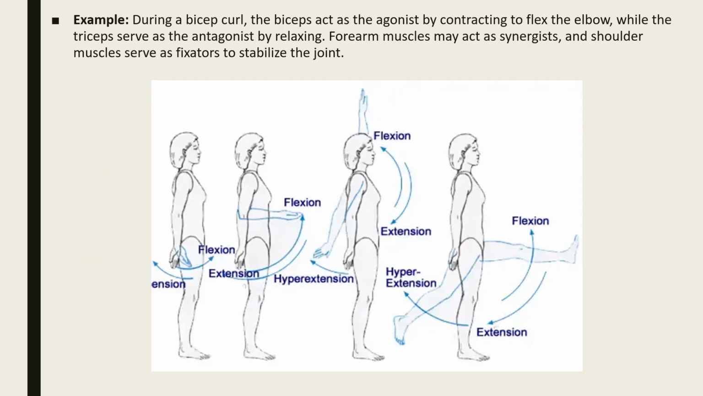For example, during a bicep curl, the biceps acts as the agonist by contracting to flex the elbow, while the triceps serves as the antagonist by relaxing. Forearm muscles may act as synergists, and shoulder muscles serve as fixators to stabilize the joints.